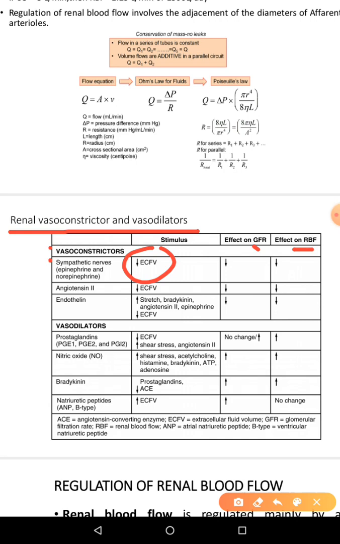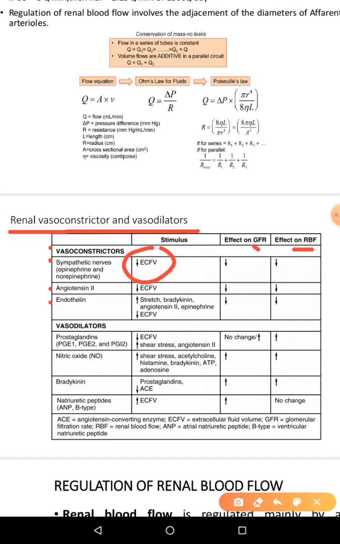Another vasoconstrictor is angiotensin II. Angiotensin II responds to a drop in the extracellular fluid volume or a drop in the blood pressure. What will be the effect? The effect is a decrease in glomerular filtration rate. The effect is renal blood flow will reduce.